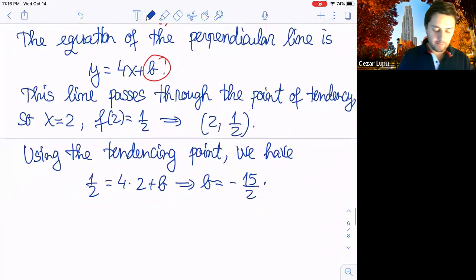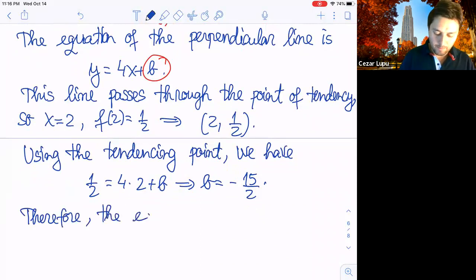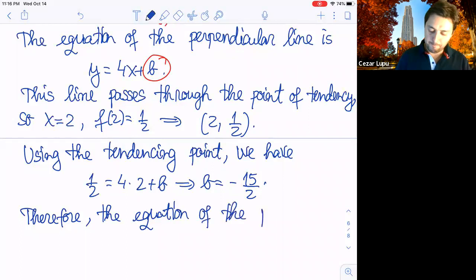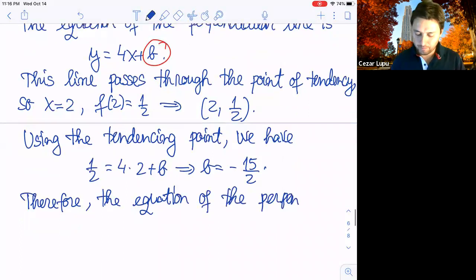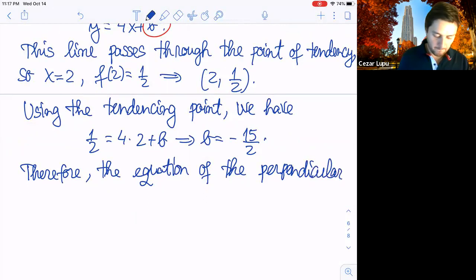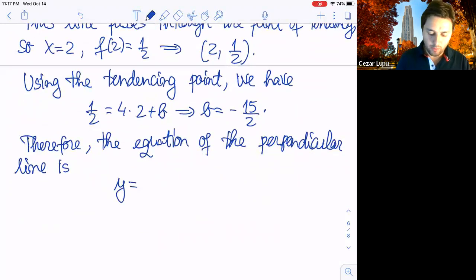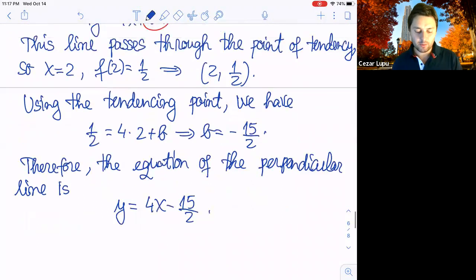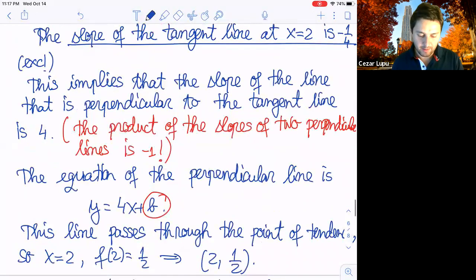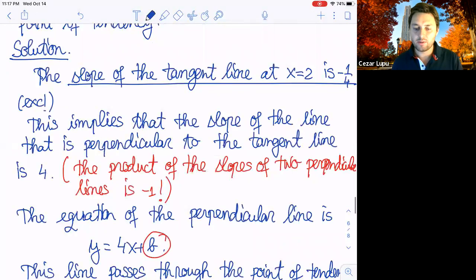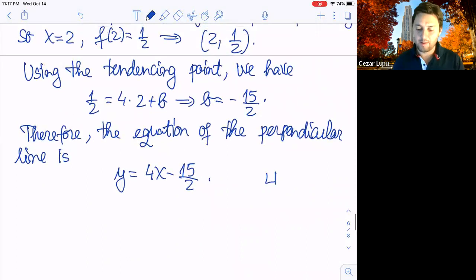So therefore, the equation of the perpendicular line is given by y equals 4x minus 15/2. Right? So that's what we wanted, right? We wanted to find the equation of the perpendicular line, and that's it.